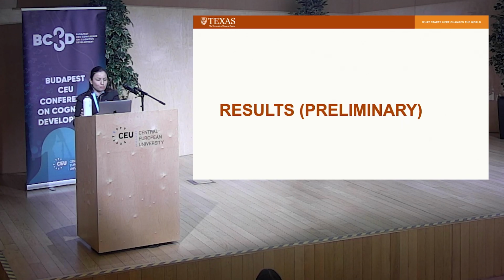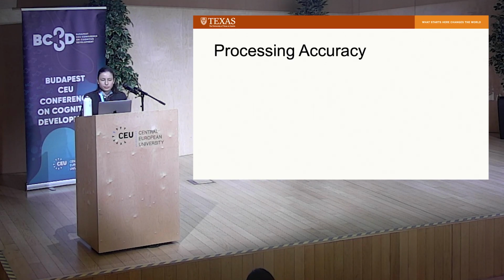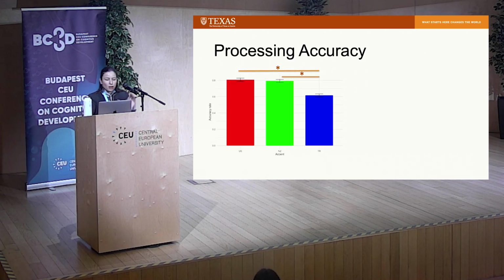So here are some preliminary results. For processing accuracy, on the x-axis you see the different accents: US, New Zealand, Turkish. And then the y-axis is our accuracy rate. Again, higher accuracy means they are better at processing it, making fewer errors.